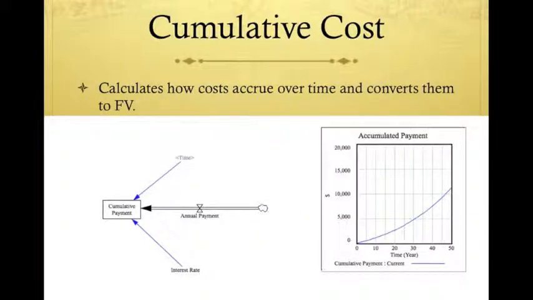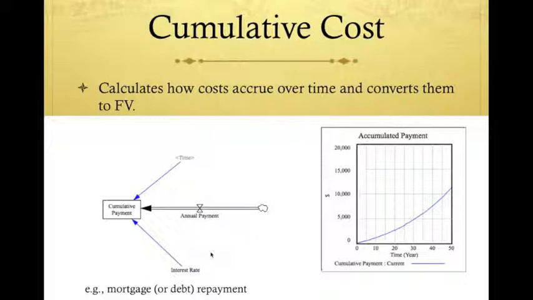There's also the cumulative cost, and it's essentially the same issue viewed the other way around. This calculates how costs accrue over time and converts them to future value. So imagine that you're going to be making payments on something, and of course the best examples of these are mortgage or debt repayments. The idea is you're going to be making payments, and essentially you convert those to future values over time, at a given interest rate.